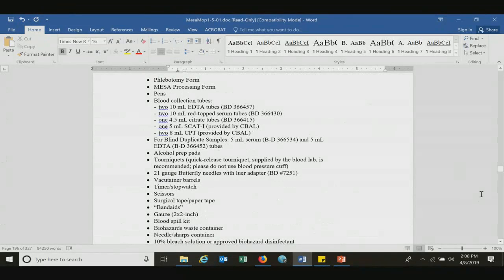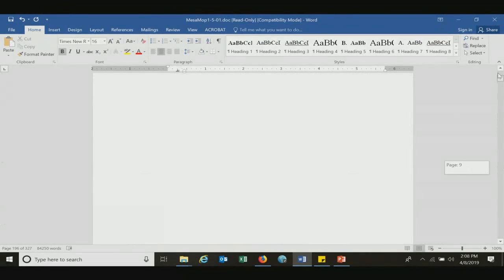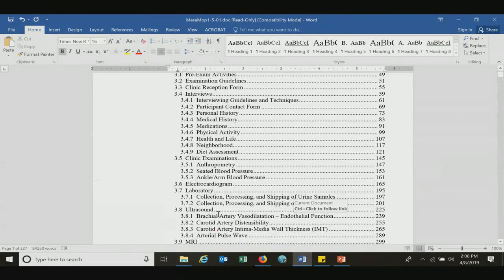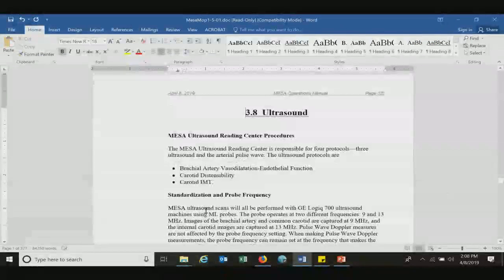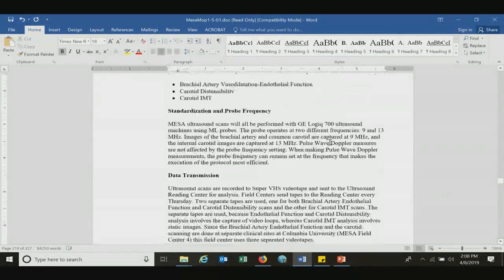Okay, does that make sense? Then one more thing I wanted to look at was the ultrasound. So you can see here, the ultrasound, here's where they're specifying the actual model and equipment that you need to be using.